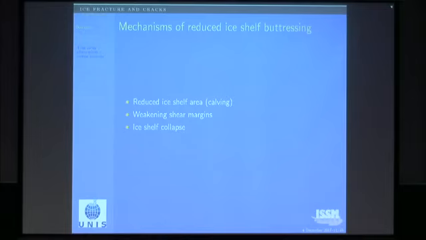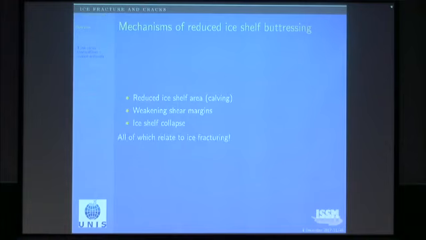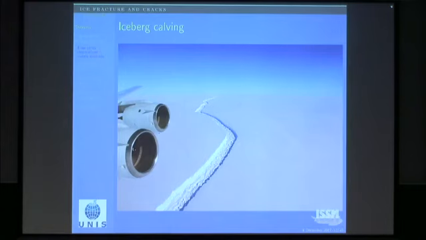So there are a number of mechanisms that could lead to reduced ice shelf buttressing, all of which in one way or another can relate to fracturing of the ice. So we can reduce the area of an ice shelf in contact with its embayment margins through processes like iceberg calving. We can weaken shear margins of an ice shelf. The shear margins are where the highest stresses are borne by an ice shelf. Or at the ultimate limit, a collapse of an ice shelf removes buttressing entirely. So all of these relate in one way or another to fracture.